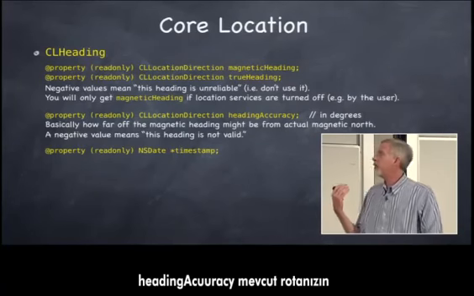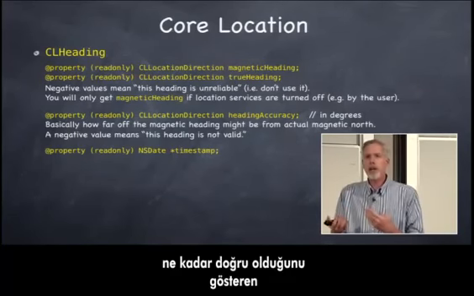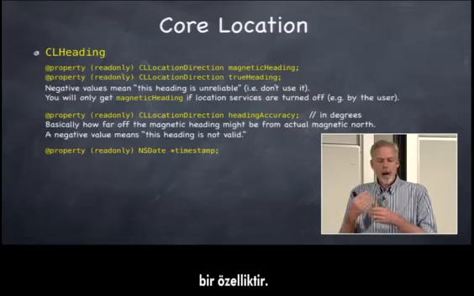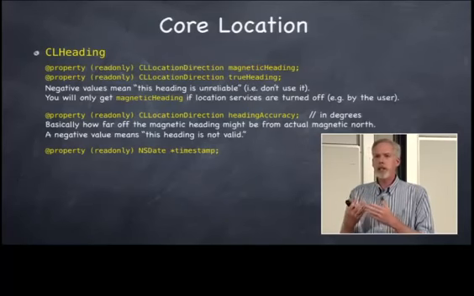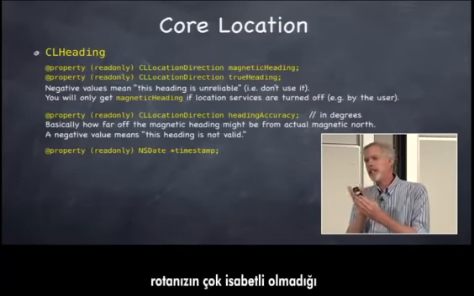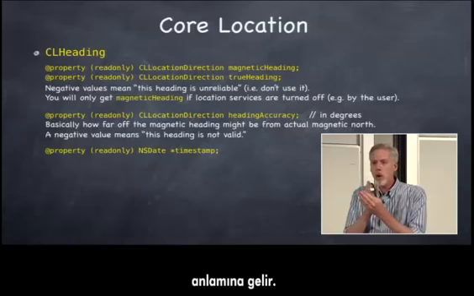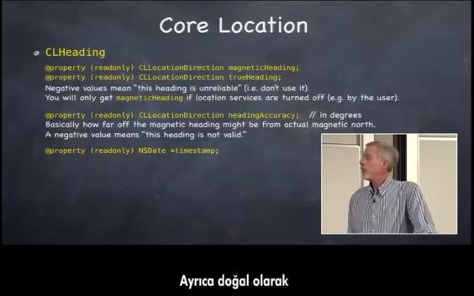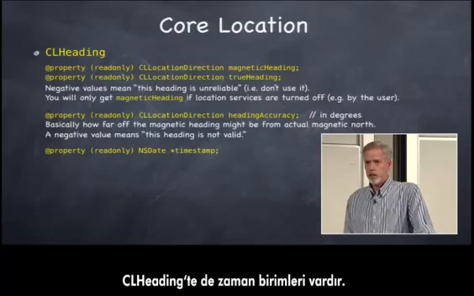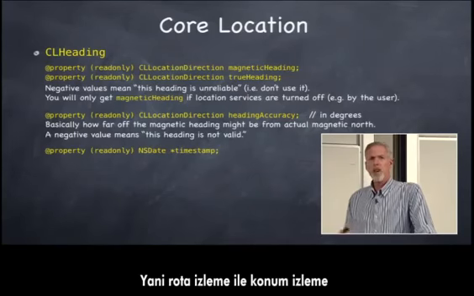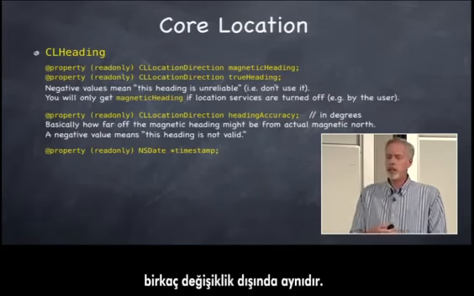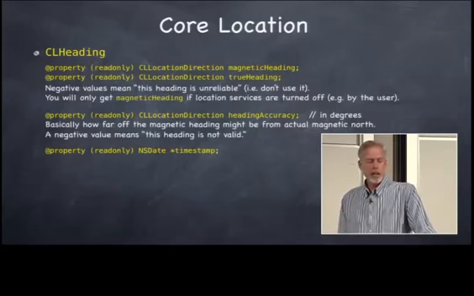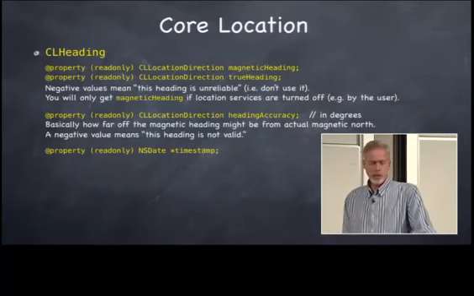And then heading accuracy is a property that'll tell you how accurate this heading is. So if that number is big, it means this is not very accurate. If it's small, it means this is a very accurate heading. And then, of course, CLHeadings also have a timestamp, just like CLLocations do. Okay? So heading tracking is very similar to location tracking, just a couple of different things to consider there.